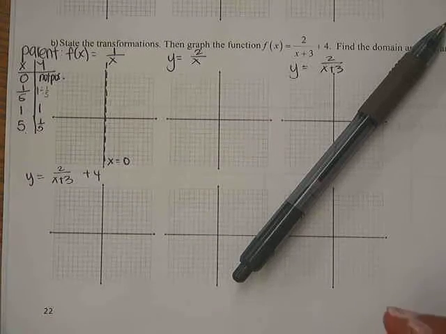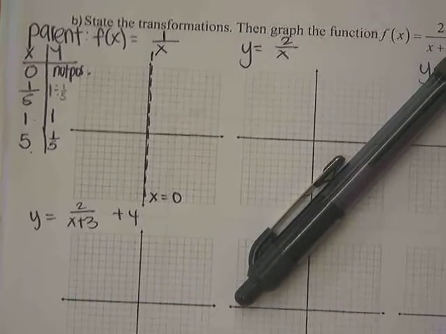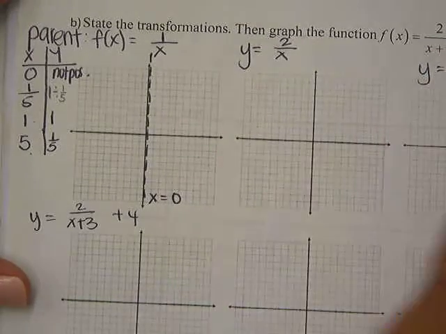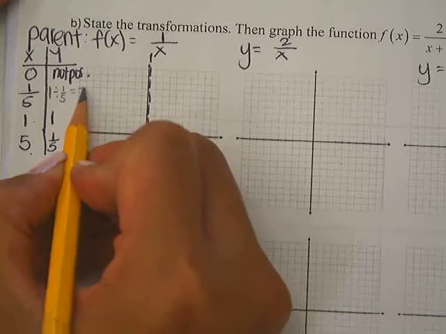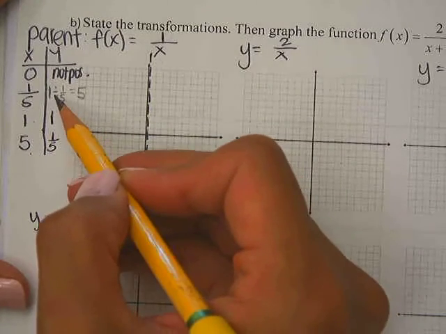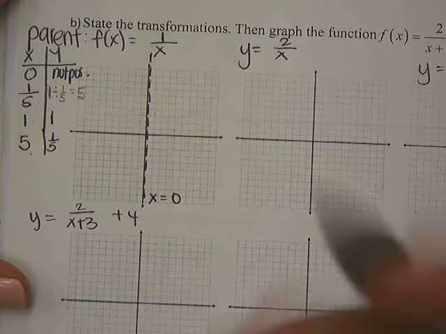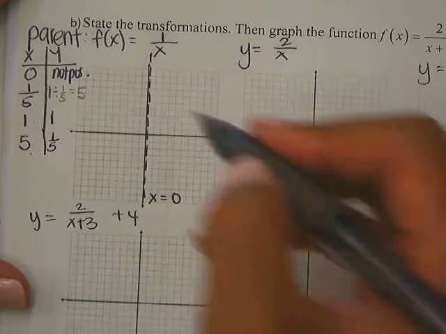Let me just zoom in some more just for this first one so we can see what I'm writing. Okay. 1 divided by 1/5 is really 5. Because when you are dividing a fraction, you change it to multiplication and you take its reciprocal. So the output is 5. So let's plot those dots.